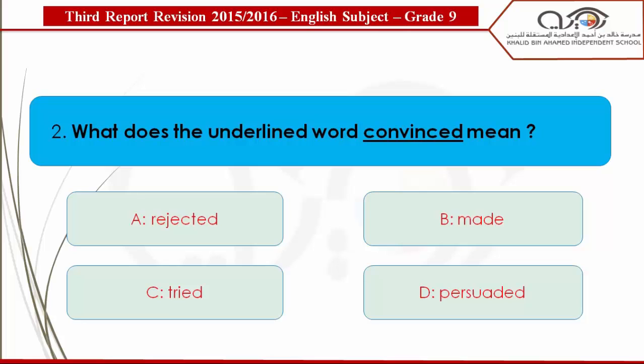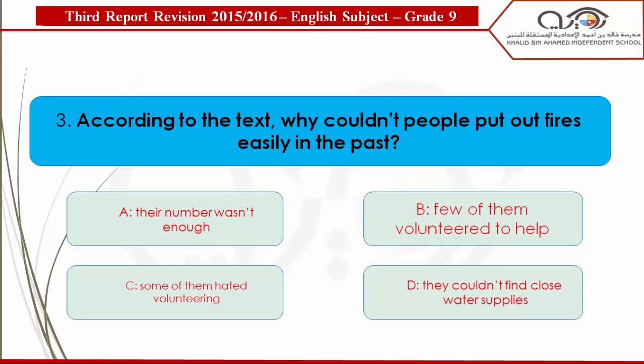Number 2, what does the underlined word convinced mean? Is it A, rejected, B, made, C, tried, or D, persuaded? Persuaded. Yes, exactly. Persuaded has the same meaning as convinced.